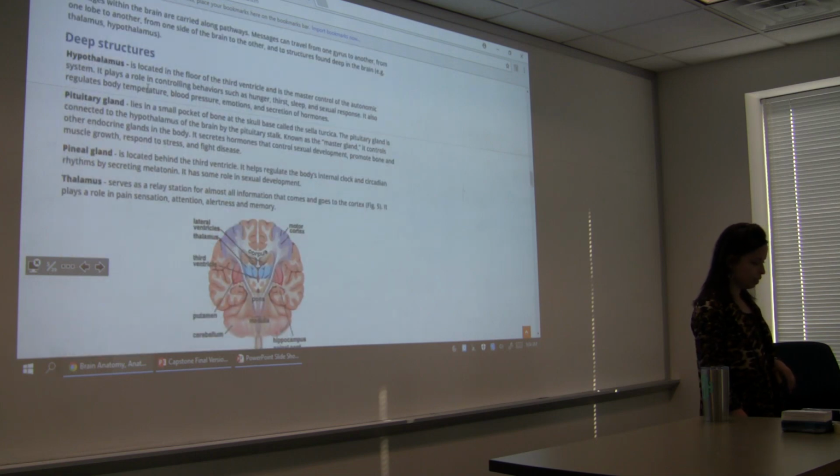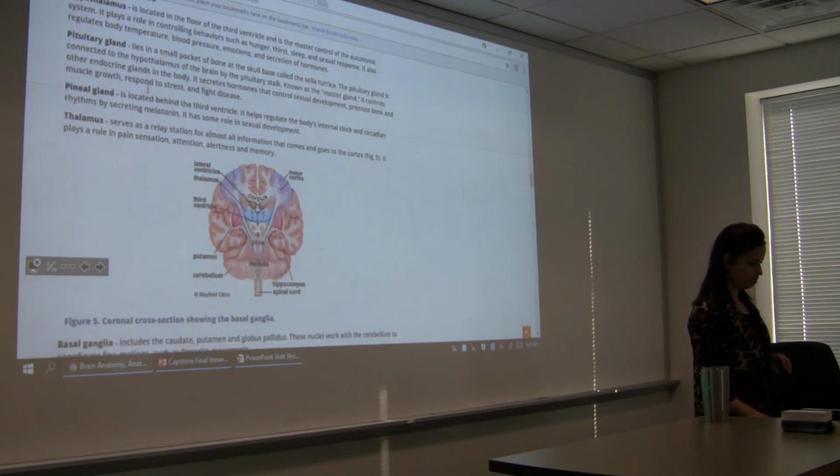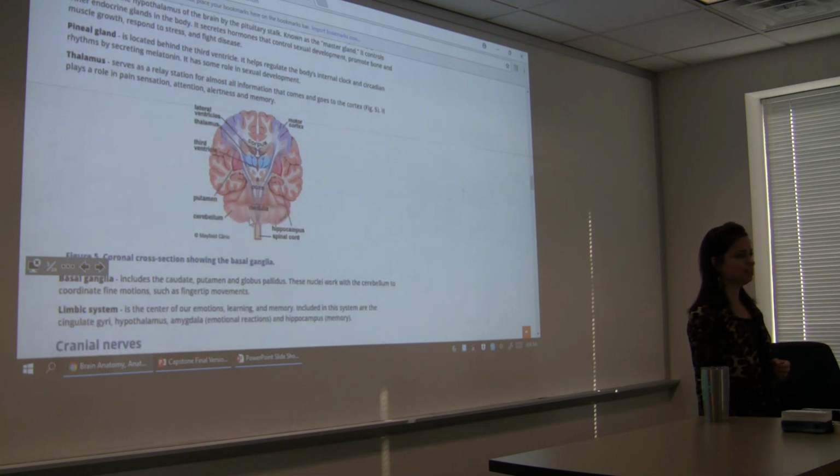Okay. This is the part that I want you to pay attention to on this study tool to study for the major field achievement test. These are the deep structures. You've got the hypothalamus, and you can see where that's located at, pituitary gland, pineal gland, and the thalamus. So the hypothalamus is involved in regulatory processing, so sleep, hunger, thirst, body temperature. The thalamus acts like a relay station.